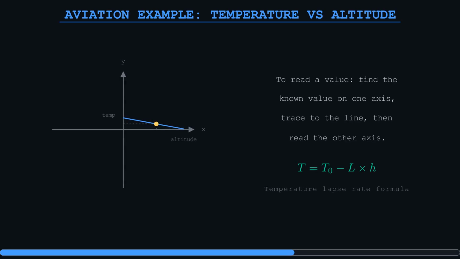Graphs are often used in aviation to show how one quantity changes with another, such as outside air temperature against altitude. To read a value off a graph, find the known value on one axis, trace across or up to the line, then read off the corresponding value on the other axis. This same idea applies to the temperature lapse rate formula. Temperature equals sea level temperature minus the lapse rate times height.